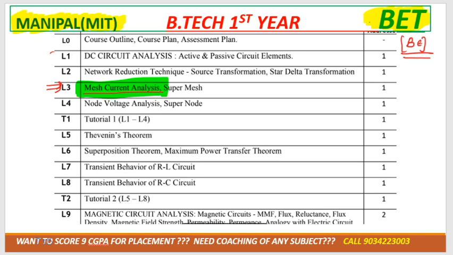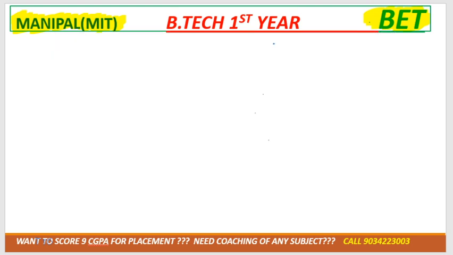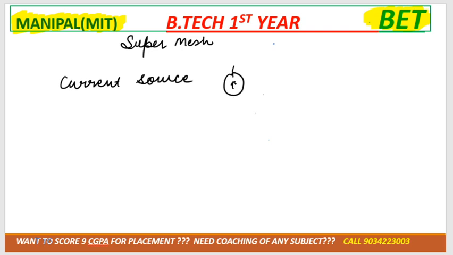So now, in the last class we discussed mesh current analysis, right? Now we are going to discuss the next topic, that is super mesh. Super mesh will take place whenever there is a current source. Okay, now the question is how a current source looks. The current source symbol is like this.